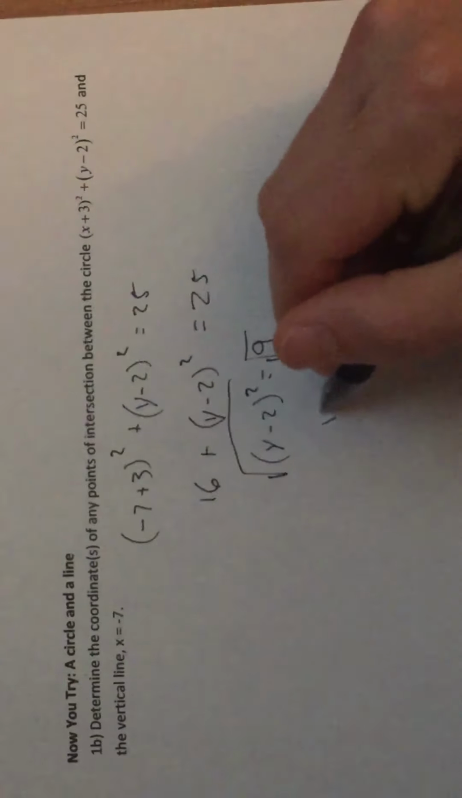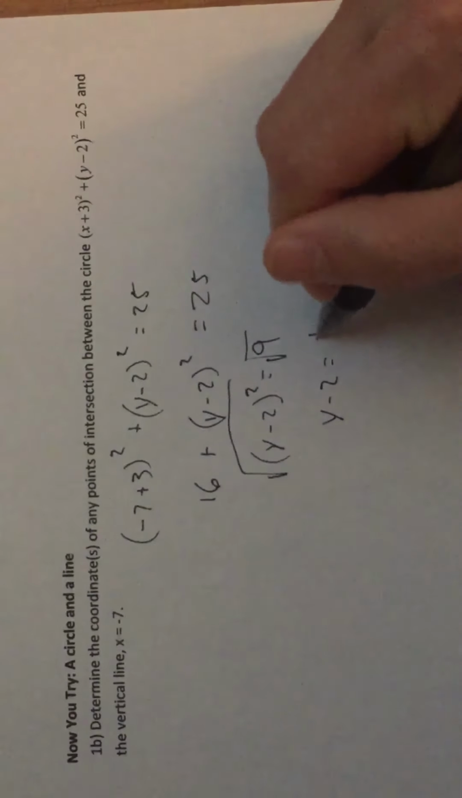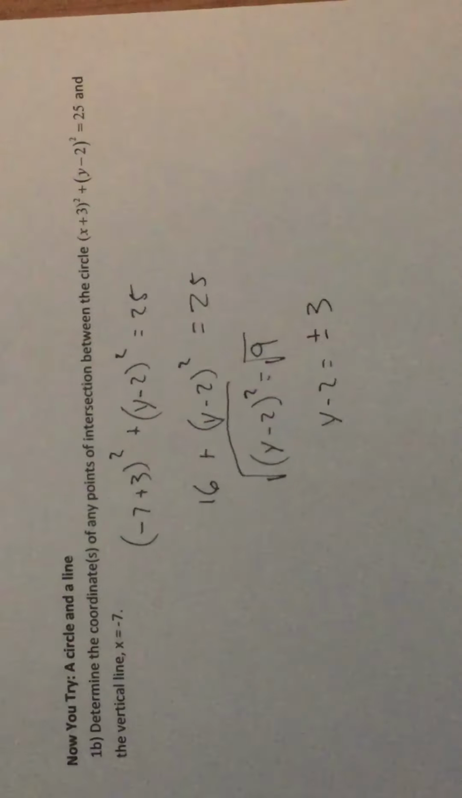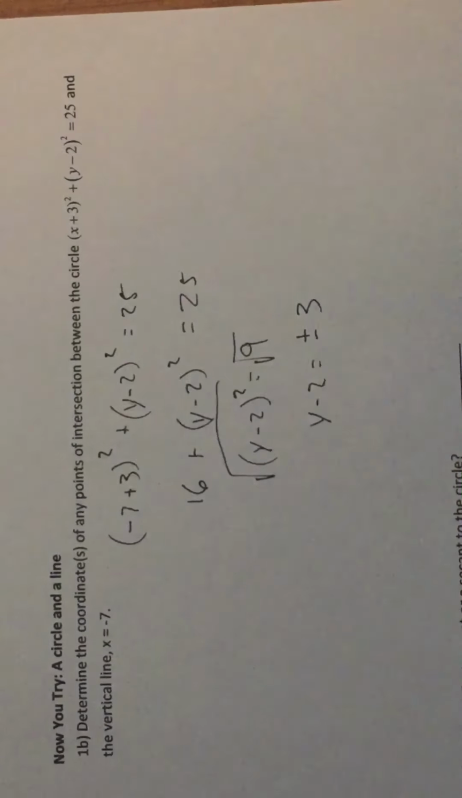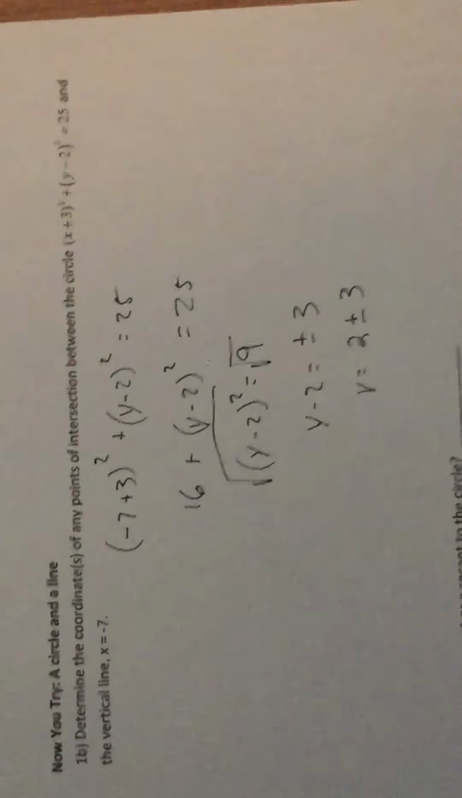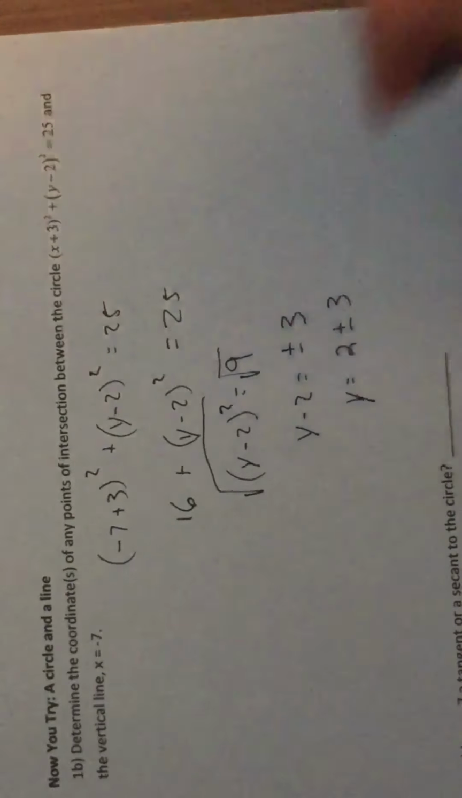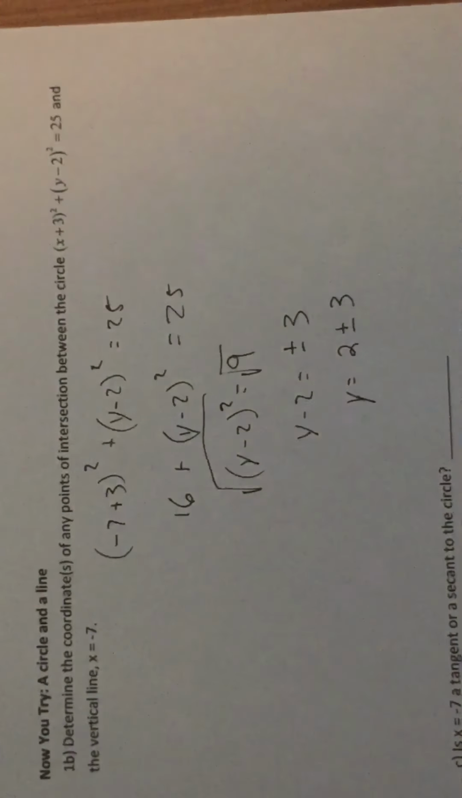We get y minus 2 equals plus or minus 3. Remember, the square root of 9 could be positive 3 or negative 3. Y is therefore equal to, adding 2 to both sides, 2 plus or minus 3. Now that's two answers, so we're going to separate that into two answers in a second. We have 2 points of intersection.